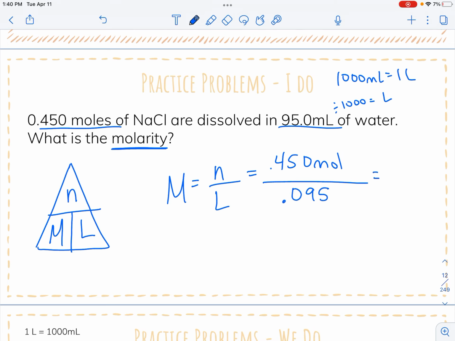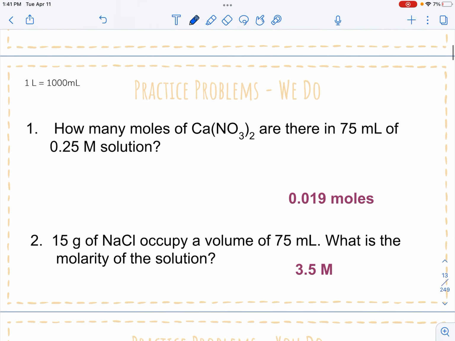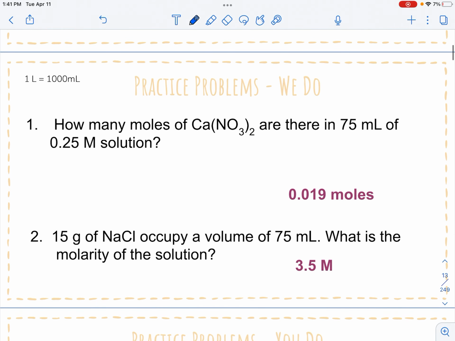Then I can just take my calculator and plug in 0.450 divided by 0.095, and we end up with something like 4.74, and then we put a capital M for molar. So this is a 4.74 molar solution. Okay, let's look at another one.